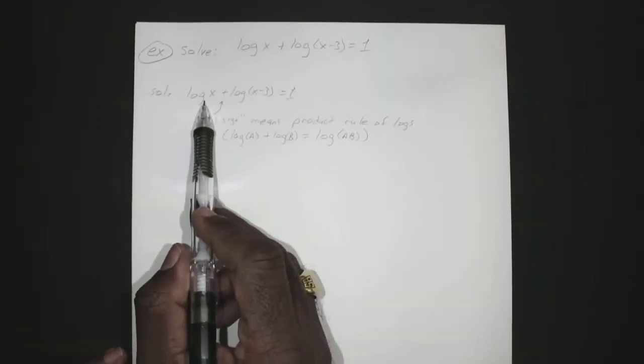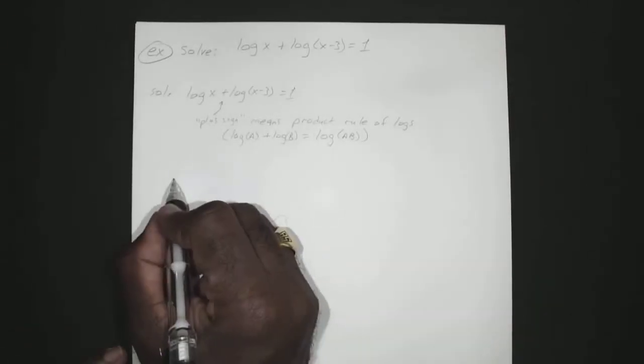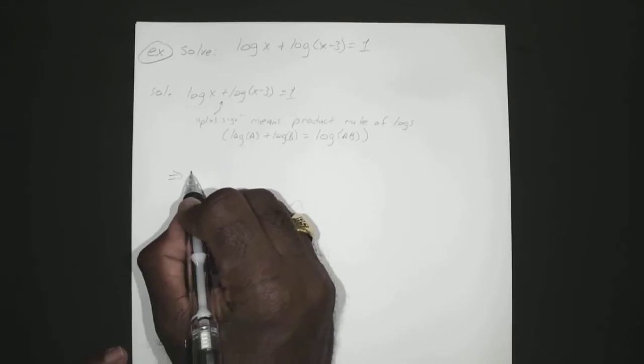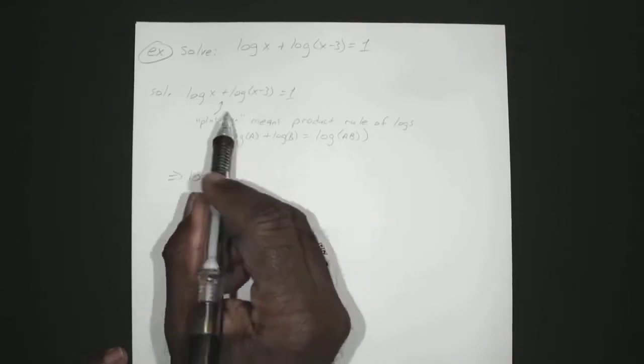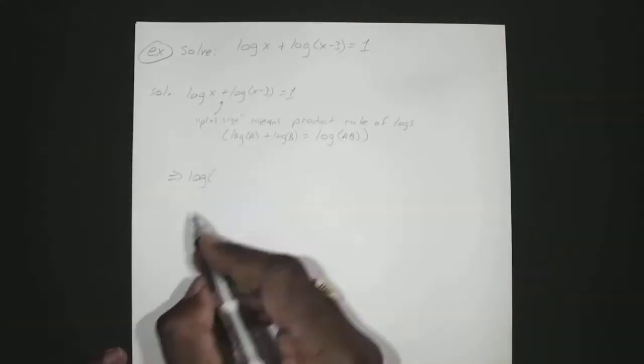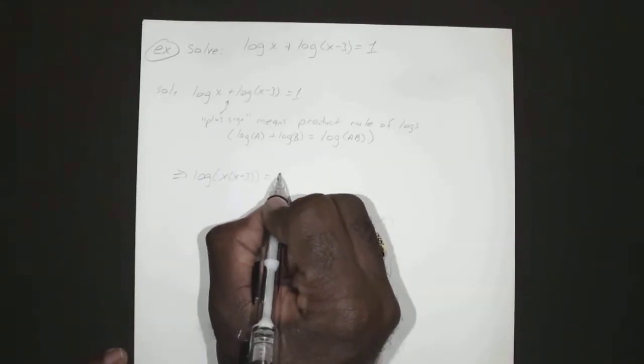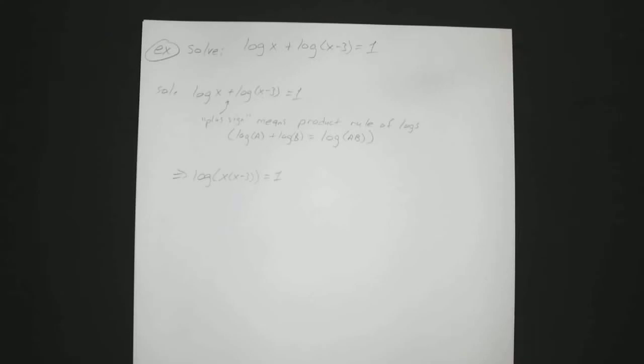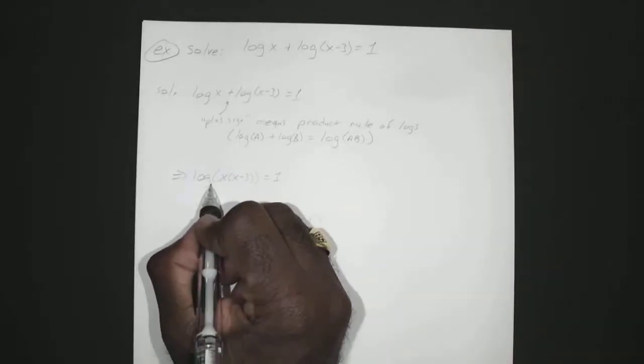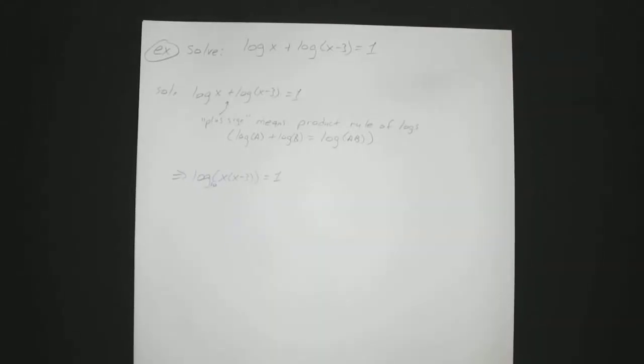Okay, so since these are both common logarithms, you can just rewrite them as log of x times x minus 3 equals 1. Now remember, it's a common logarithm, so technically it's log base 10.